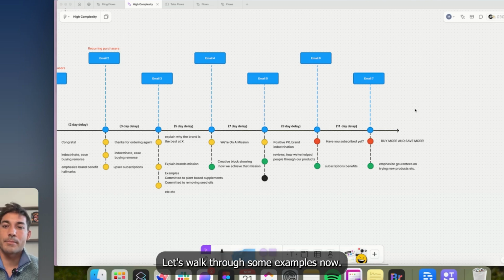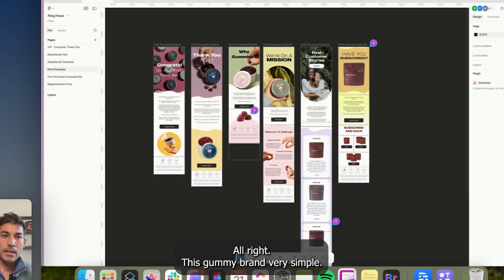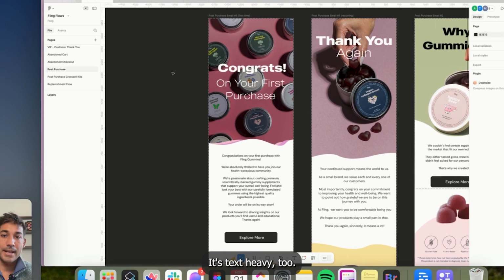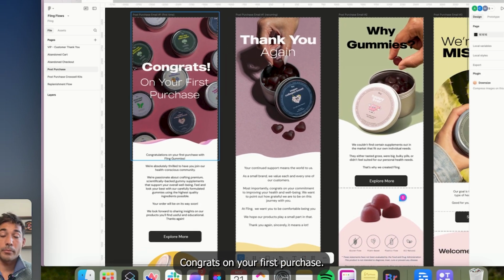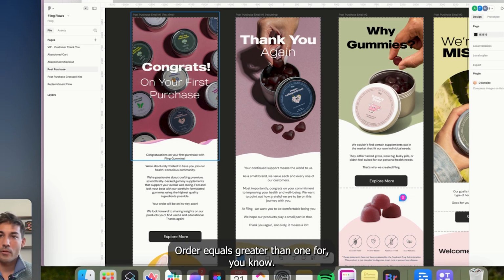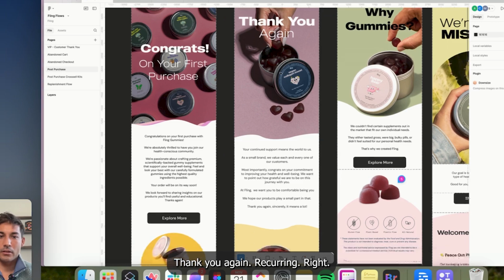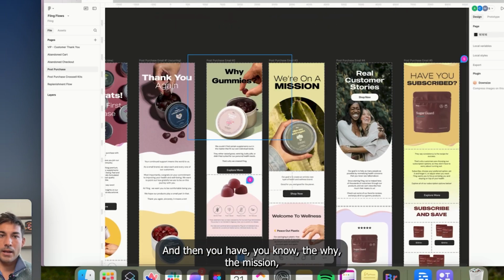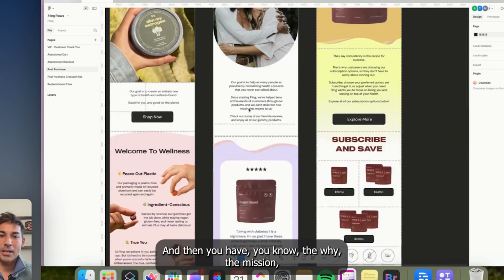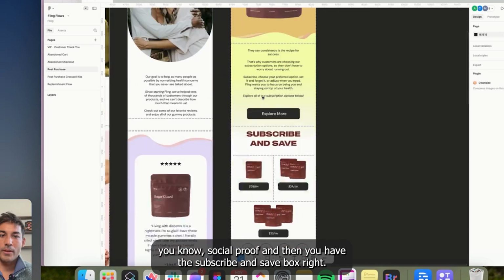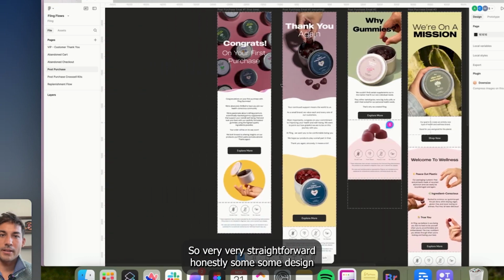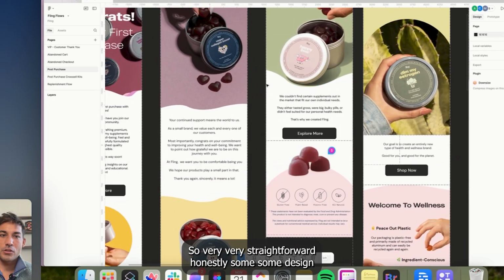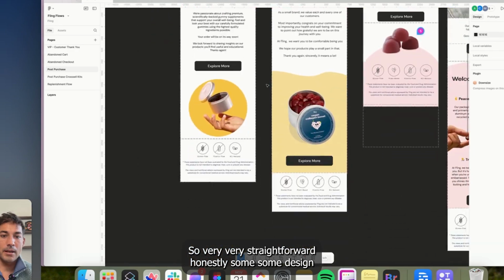Let's walk through some examples now. All right, this gummy brand, very simple. It's text heavy too. Congrats on your first purchase. Split out on Klaviyo. Placed order equals 1. Placed order greater than 1 for, thank you again. Recurring, right? And then you have the why, the mission, social proof, and then you have the subscribe and save blocks, right? So very, very straightforward, honestly.